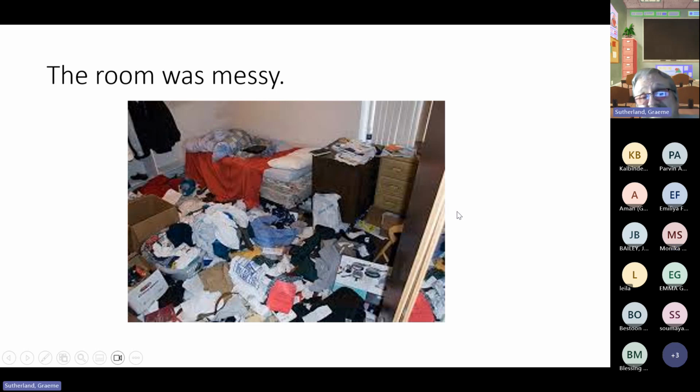This room's messy, and I can just say the room was messy. But actually, we don't just want to give people a feeling. We don't want to say it's messy. We want to make the reader feel the messiness, don't we? You go inside this room, and what are you actually going to start describing in order to create a feeling of how messy it was?